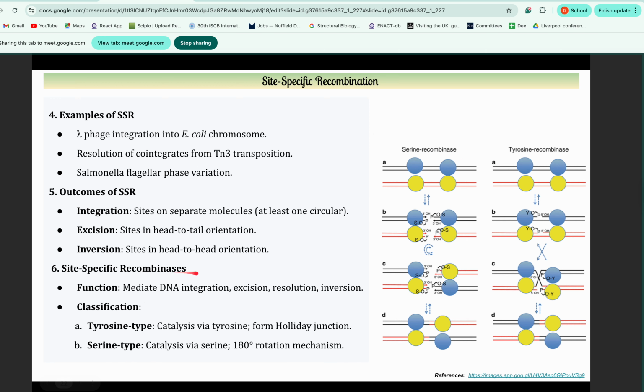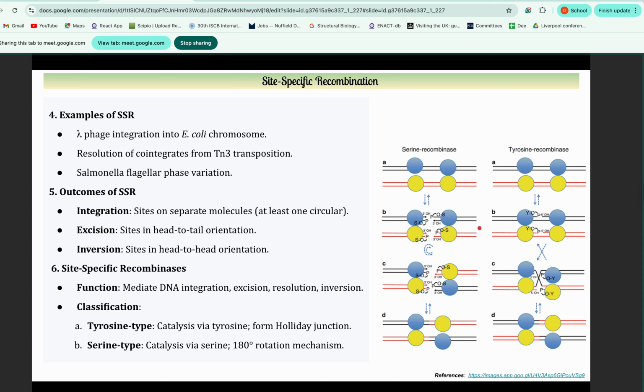Now examples of these site-specific recombinases: their function is to mediate DNA integration, excision, resolution or inversion, and they are mainly classified into two types, tyrosine type and serine type. As the name suggests, in tyrosine type tyrosine is used for catalysis, and it forms a Holliday junction. Whereas in serine type, catalysis is done with the help of serine, and a 180-degree rotation mechanism takes place. This is an example of serine and tyrosine.